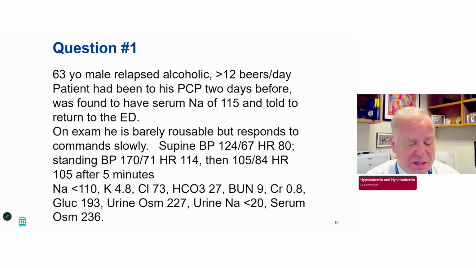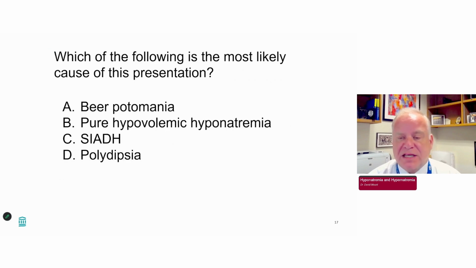His serum sodium was reported at the VA as unmeasurable and less than 110. He had a low chloride. Serum osm was 236, extremely low, and a urine osm of 226 with a urine sodium less than 20. And again, this isn't a made-up case. This was a case we saw many years ago. So which of the following is the most likely cause of this presentation? And you can use the audience participation to answer this.